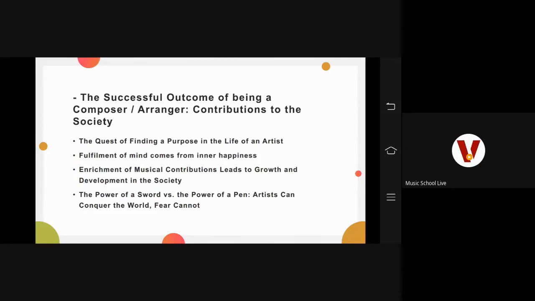We can only try. We can do very little. We can only try, but the effort is all. If we put in the effort in a truthful manner, this is how we can expect a positive outcome, the world to be a beautiful place. As we all know, the power of a pen is much greater than the power of a sword. Yes, artists can conquer the world with appreciation, beauty, aesthetics, happiness, but a person who spreads fear cannot.